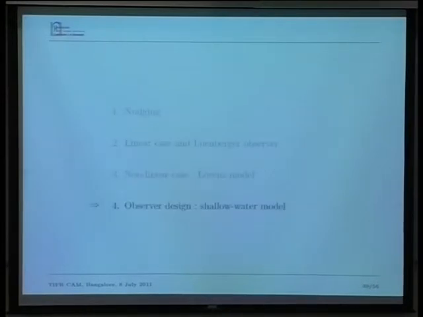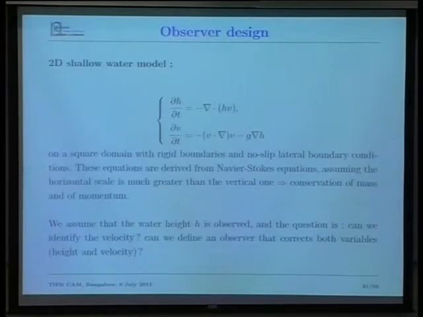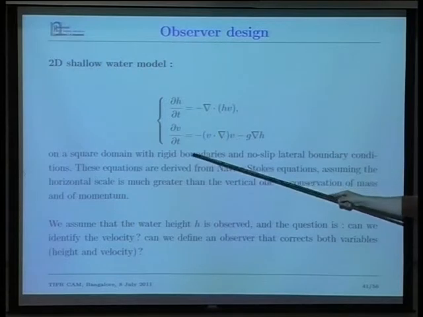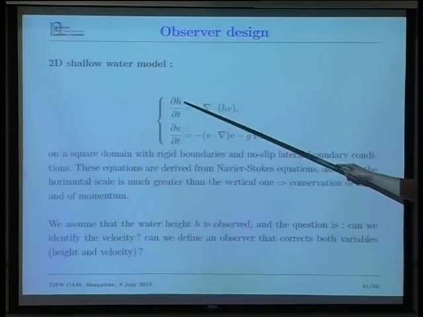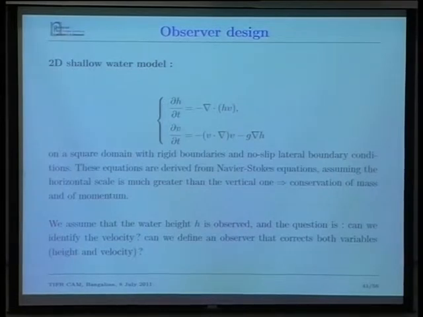Okay, so now let's move to the shallow water model. We consider here a very simple 2D shallow water model. There is no Coriolis force, there is no wind stress, there is almost nothing. We assume that we are in a square domain with rigid boundaries, no slip conditions on the boundary. And so it's 2D. h is the water height, and v is the velocity, so it has two components.